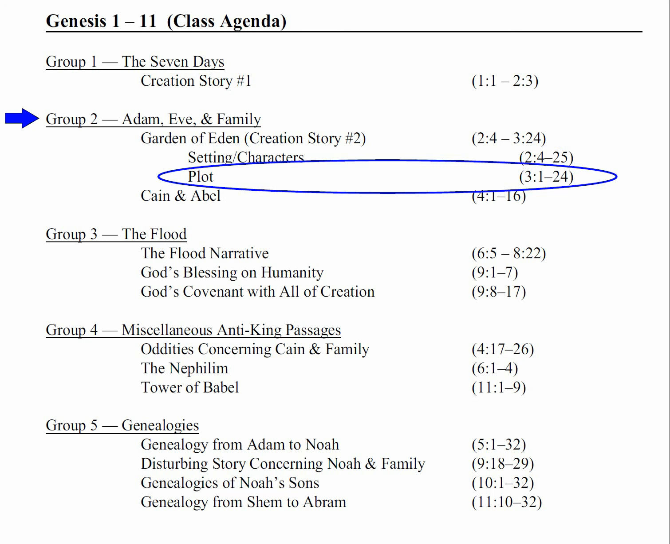We've spent a long time here, but it actually sets the groundwork for looking at the next group, which is all about the flood story. So, we move to the plot.